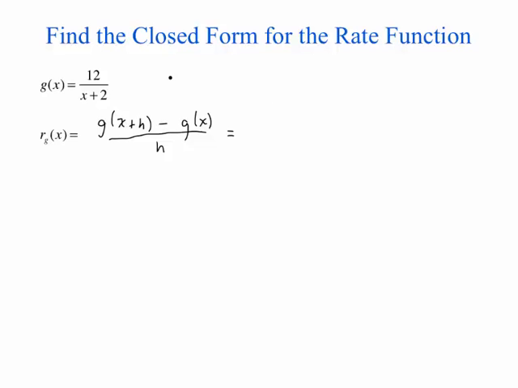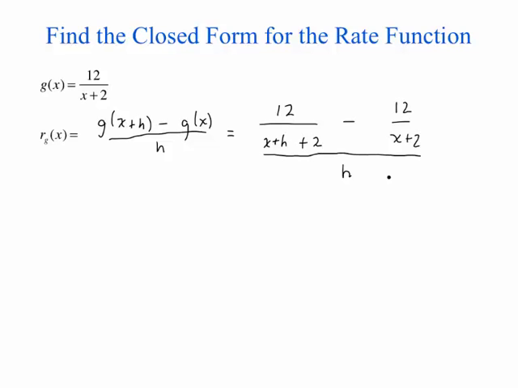12 over x plus 2 plus h, right? No, the input is x plus h, and this function says take 12 over the input plus 2. Our input is x plus h, so 12 over the input plus 2, minus 12 over x plus 2. Yep. And all this is over h. There's our rate of change function for g.